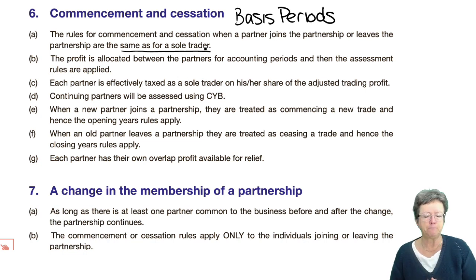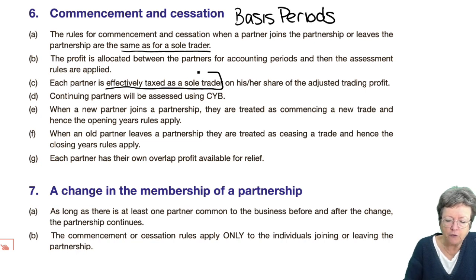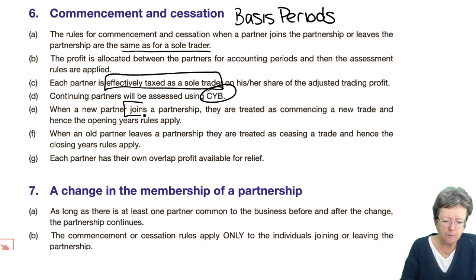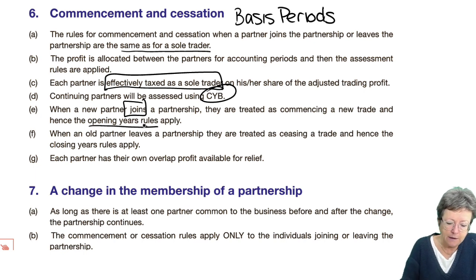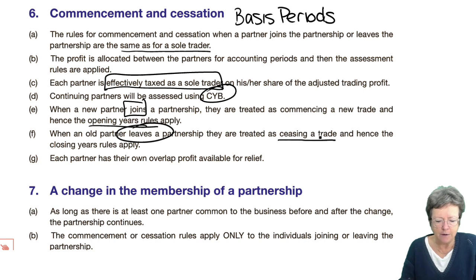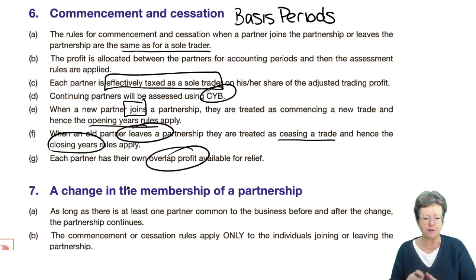All right. So with those figures that we had for Rob and Bob, you then need to do the basis periods to work that out. So they're effectively being taxed as sole traders on their share of the bucket. If they are continuing, and they have been for many years, current year basis. When they join, you use the opening year rules. And when a partner leaves, he's treated individually, not the partnership, he's treated as ceasing to trade. And then you've got the closing year rules, and each one has its own overlap profits because they are treated as sole traders.